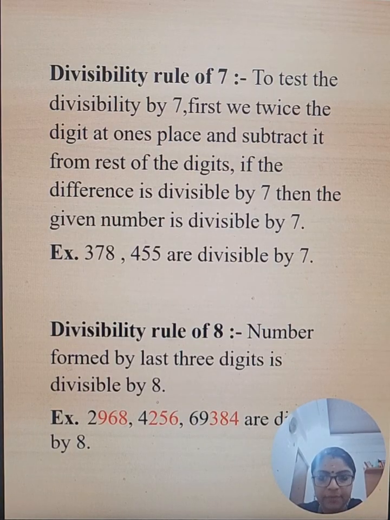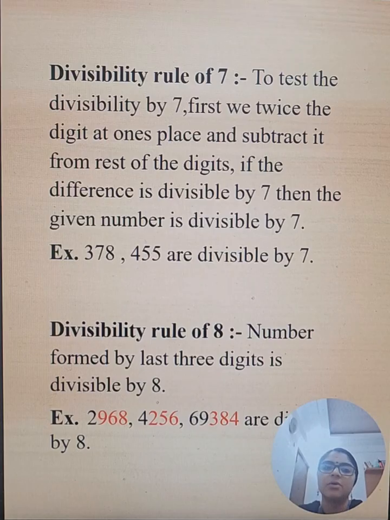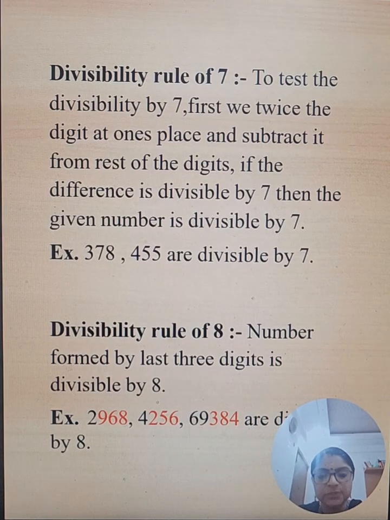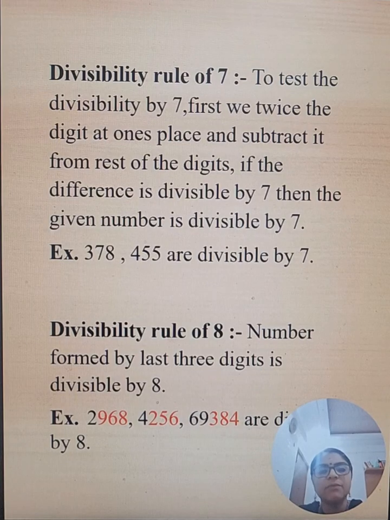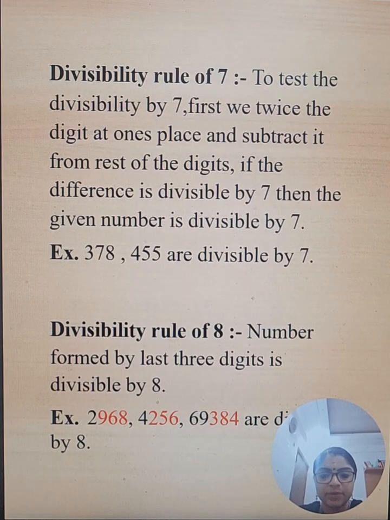If that subtracted value is divisible by 7, then we can conclude the number is divisible by 7. Because 37 minus 16 is 21, and 21 is divisible by 7. So we can conclude the whole number 378 is divisible by 7. Like this, 455: the ones place number is 5. You have to take twice 5, that is 5 plus 5 is 10, or 5 into 2 is 10. The rest of the number is 45. So 45 minus 10 is what? 35. And 35 is divisible by 7. So we can tell 455 is divisible by 7.